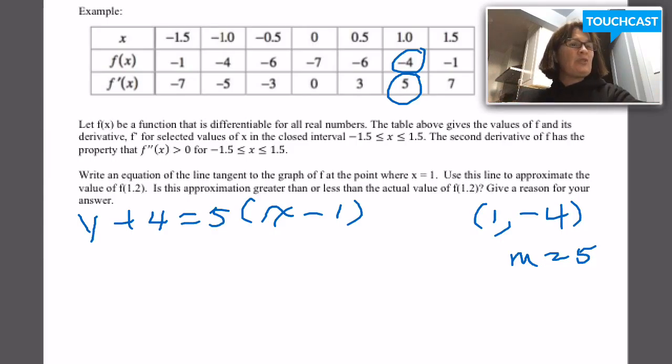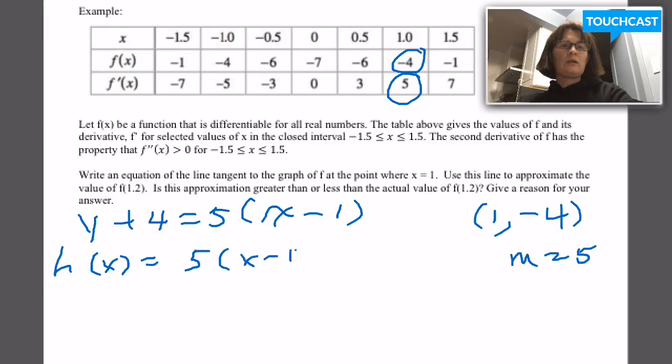So I've been asked now to use this line to approximate the value of f of 1.2. So remember that f is approximately equal to the linearization function. And the linearization function is just this equation with y isolated. So I'm going to say that L of x is, if I tried to isolate y, I would subtract 4 from both sides. So 5 times the quantity x minus 1, minus 4.